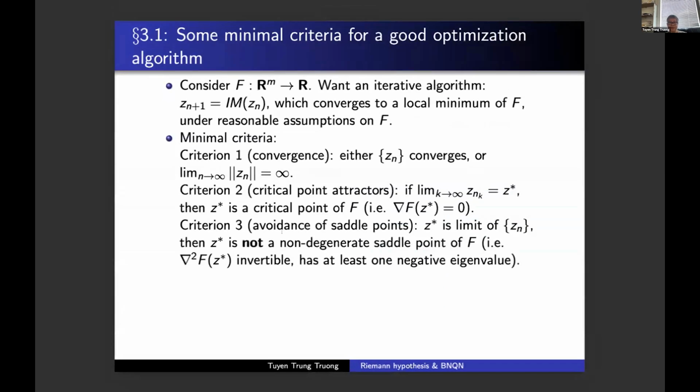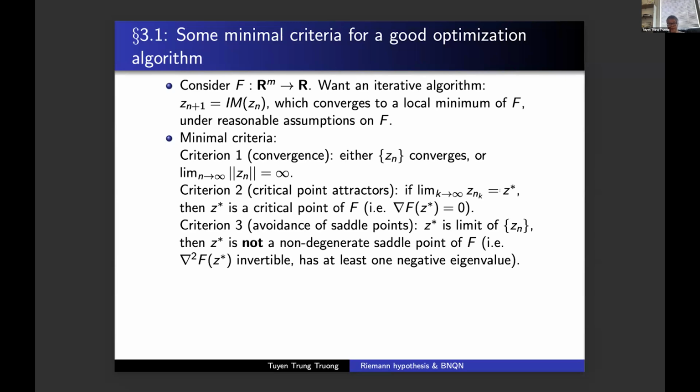So in general, if we have an algorithm for finding local minima, first we construct some sequence z_{n+1} by applying our method, which I call IM, to z_n, and then we want convergence. We want the sequence to converge, or go to infinity.